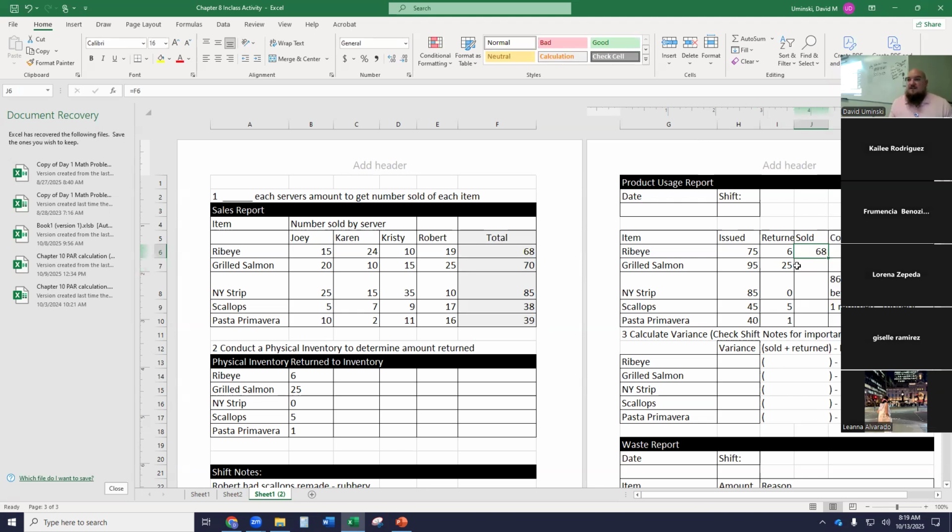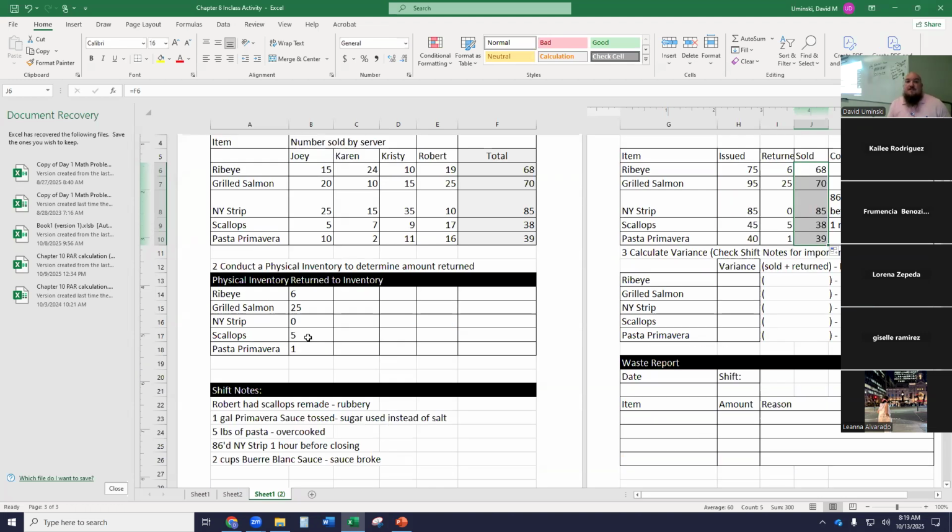All right, so how many ribeyes did we sell? 68, good. Salmon, 70, check. 85 New York strips. How many scallops? 38, good. And pasta primaveras, 39, okay? So that basically tells us how many we actually sold. A lot of times our POS, our point of sales, can print a report and do that for us. But it's also helpful to understand where that number comes from, so that if you don't have a point of sales, you can do that yourself.